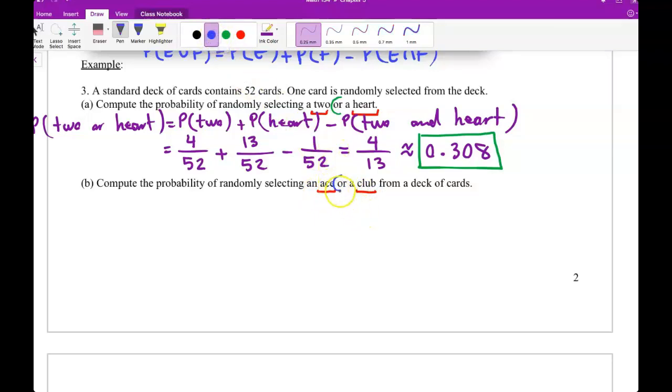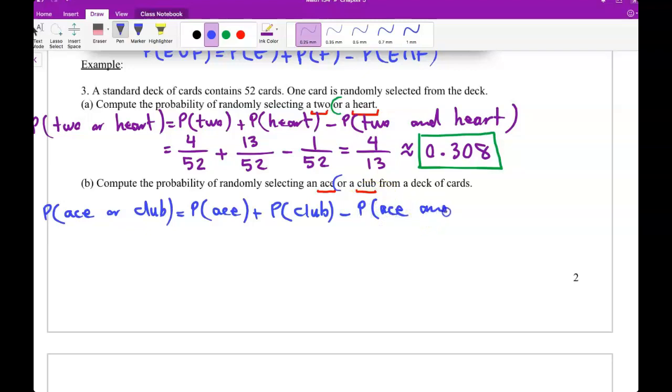So exactly same as that one. We have something in common. Again, adding each one, and then subtract what we have in common: ace and club.